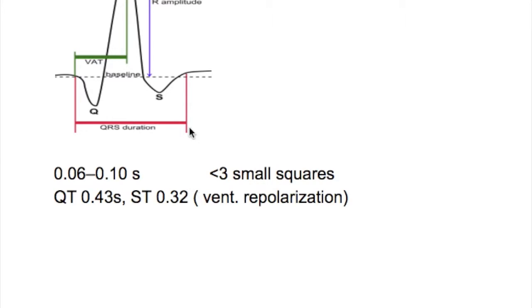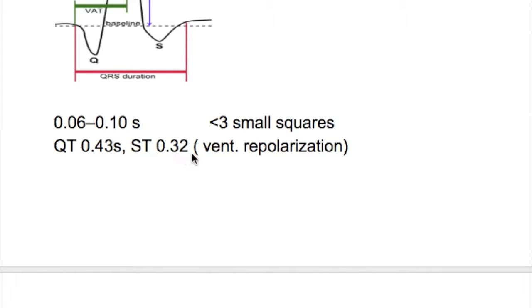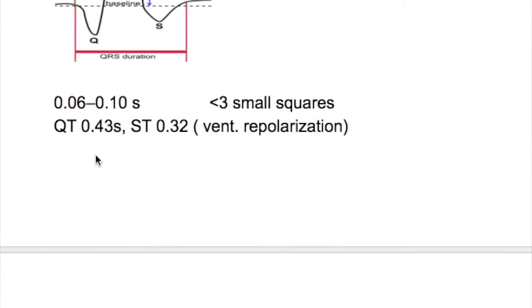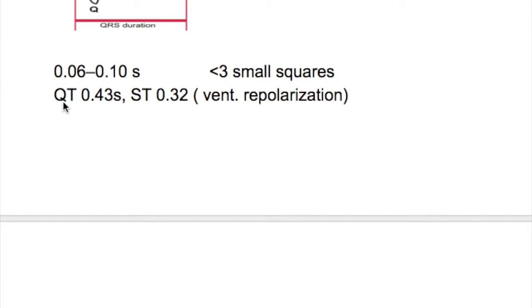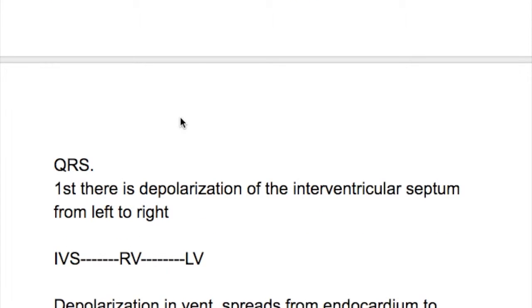And what is ventricular repolarization? ST is ventricular repolarization and it's 0.32 seconds. And what's QT? QT is ventricular depolarization plus ventricular repolarization and is 0.43 seconds. So QRS is QT minus ST. QRS is equal to 0.43 minus 0.32, that's 0.1 second.